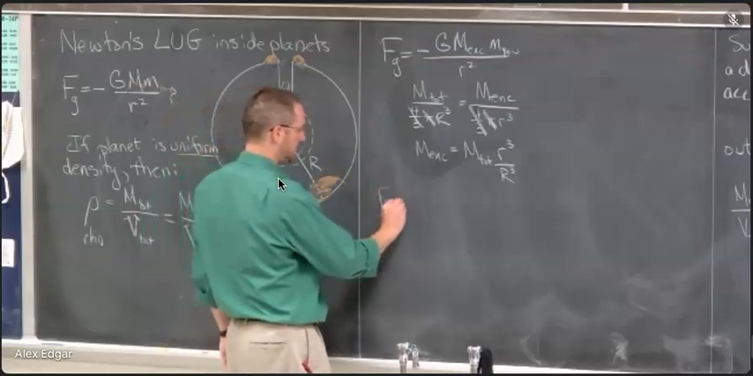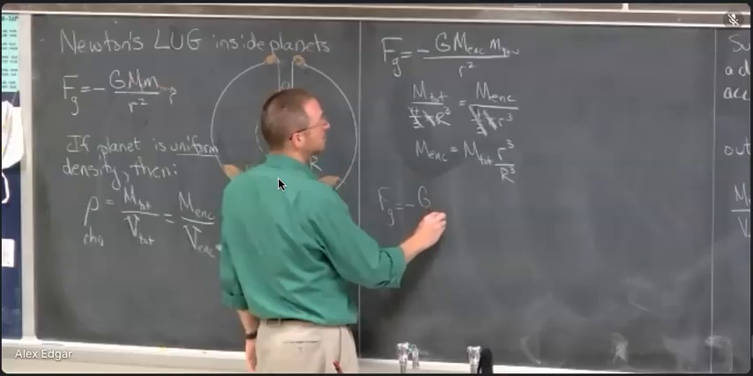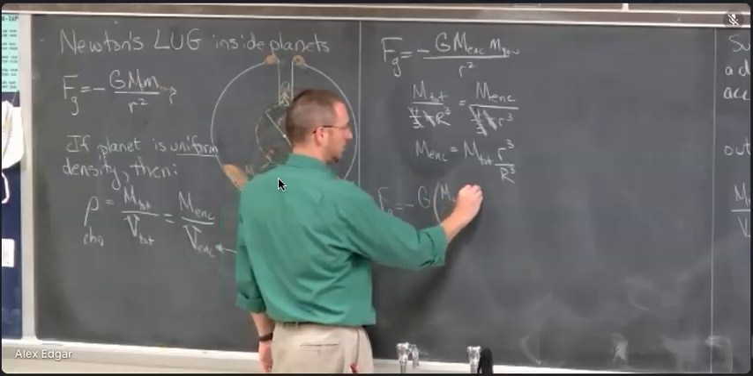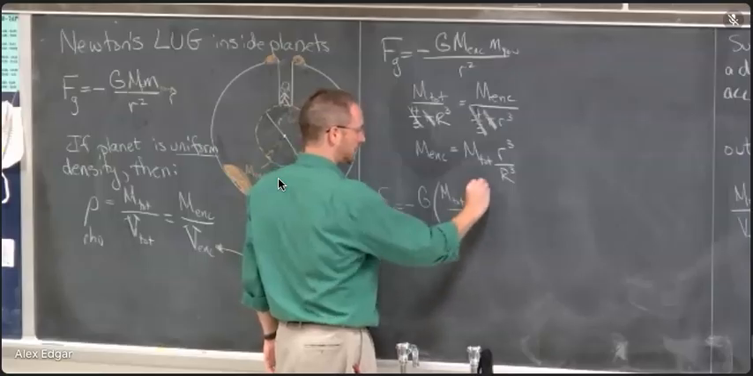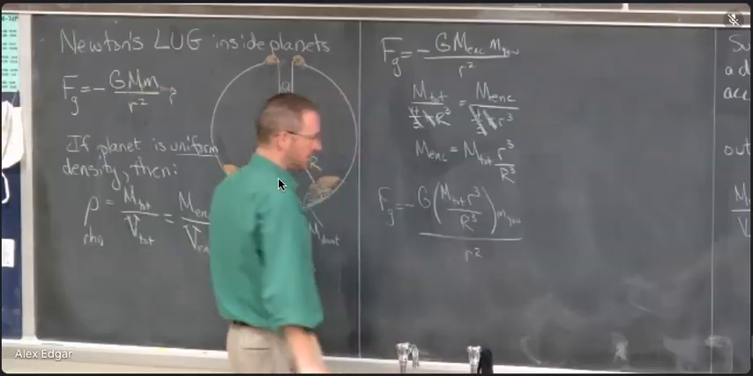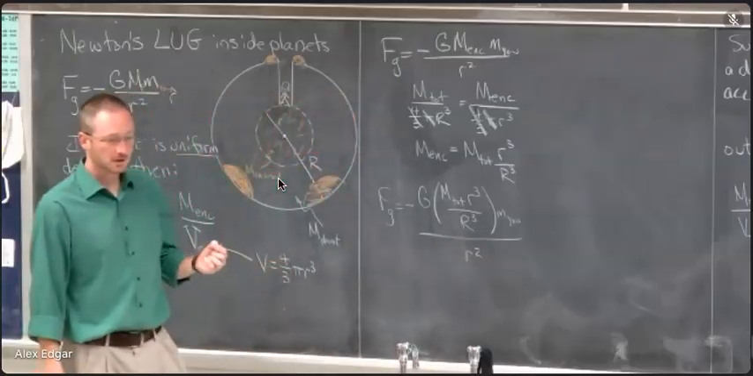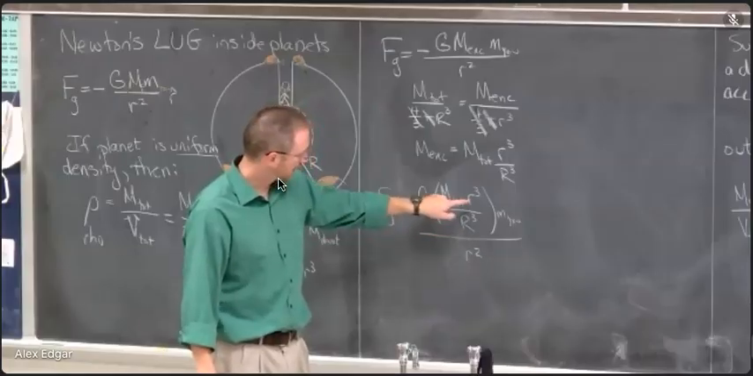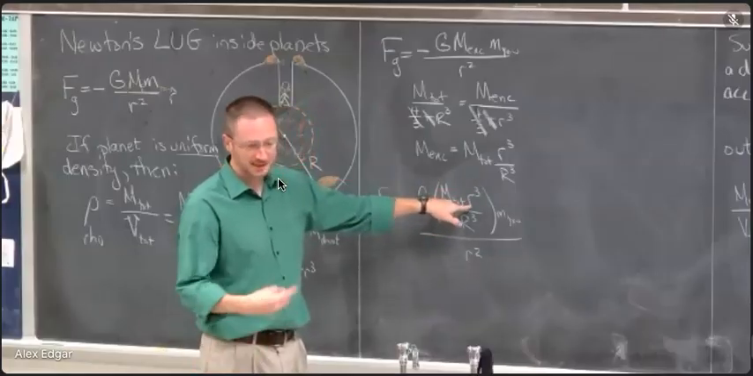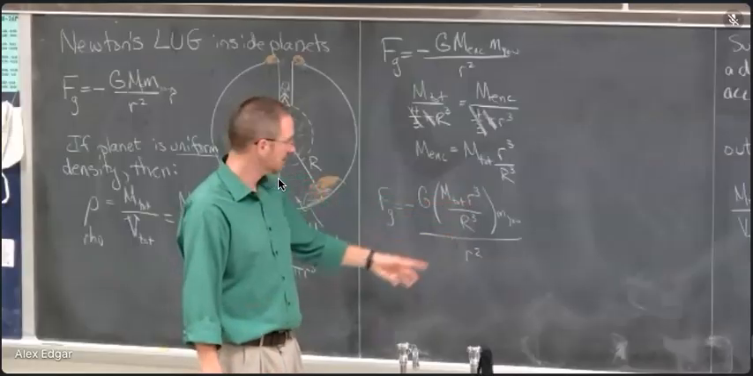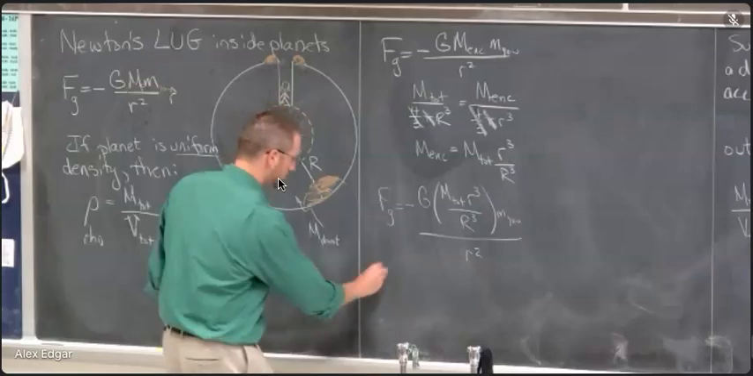So force of gravity is minus G, M total, r cubed over big R cubed, mass of you over r squared. Now notice we have a little r squared in the bottom. That's part of our original equation. And a little r cubed, that's because we're diving into the planet. And these are going to partially cancel each other out. So let's clean this up.